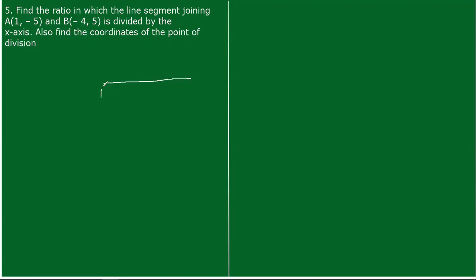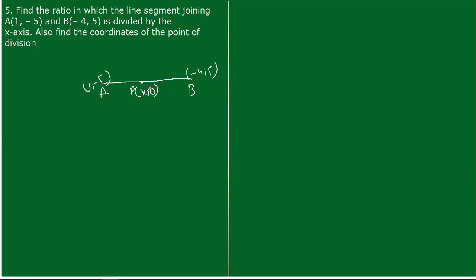So this is an AB line segment. The A point is (1, -5) and B is (-4, 5). Now, here there is a point P on the x-axis, and we know that every point on the x-axis must be in the form of (x, 0), right? So there will be one x value, but the y value is 0.